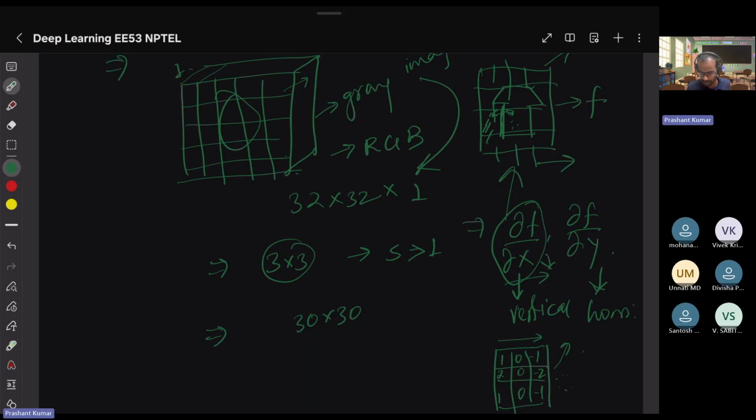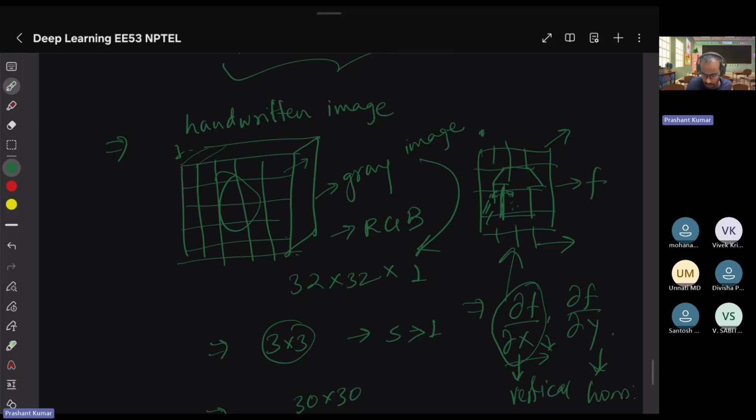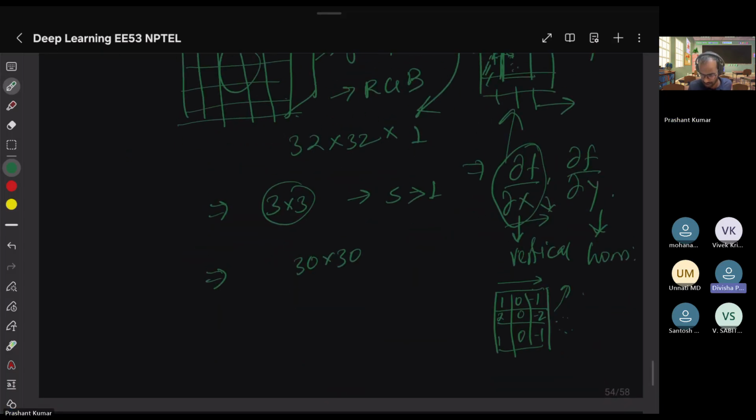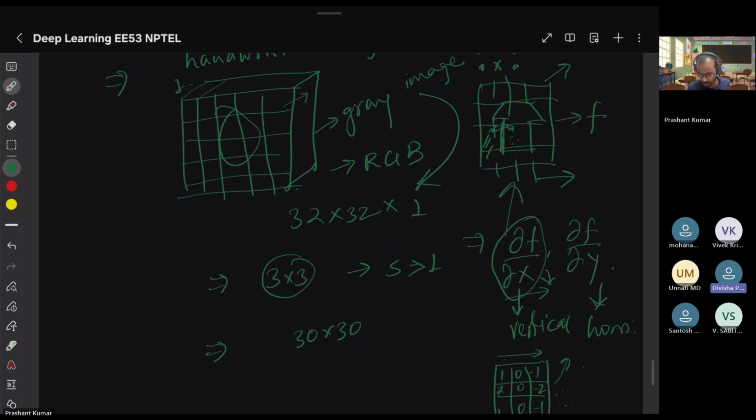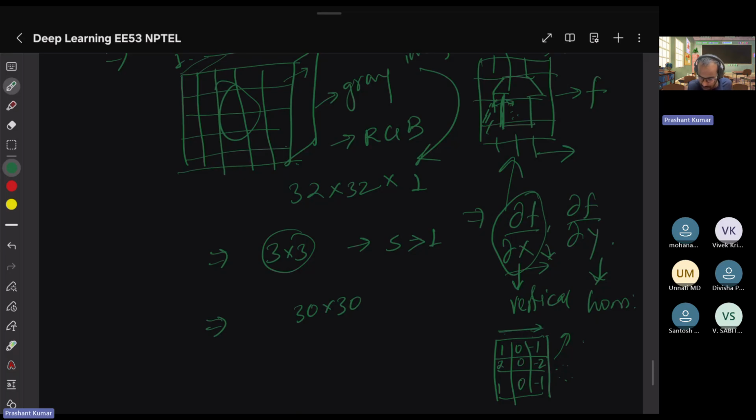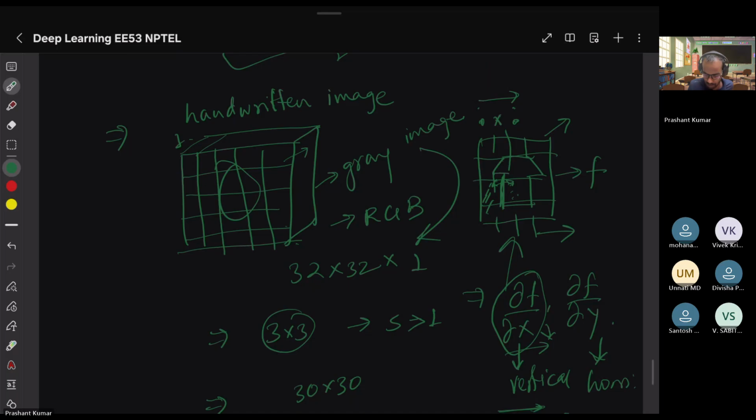Let's say you have an element here, you have an element here, and you are not giving any importance to the middle value. You are taking this value, subtracting this value, and finding the difference in the x direction, right? Yes, but in del f by del x, you have written vertical. It should be horizontal, right? No, no. Del f by del x, I am doing this in the x direction, and this will pop up the vertical edges, because if there is a large difference here, then this will pop up the vertical edges.